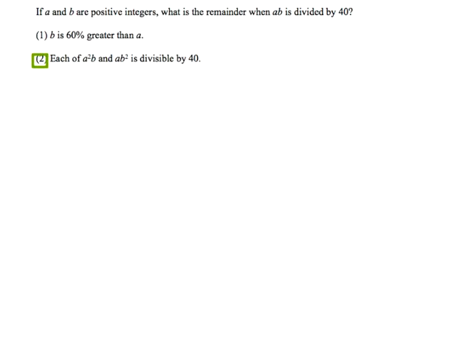So A squared B, which means A times A times B, is divisible by 2 times 2 times 2 times 5. So what has to be a thing? Well, the first thing is you have to get a 5 from somewhere. So that means that either A or B has to have a 5 in it, because you got to get that 5 from somewhere. So either A or B has a 5 in its prime factorization.